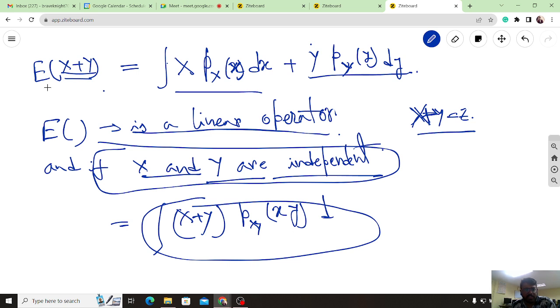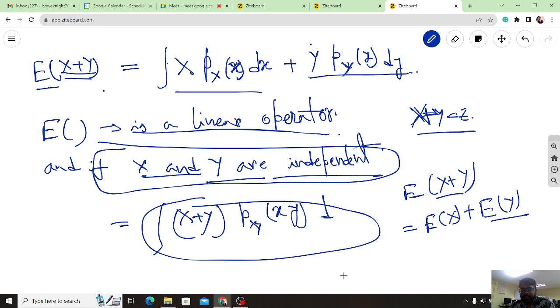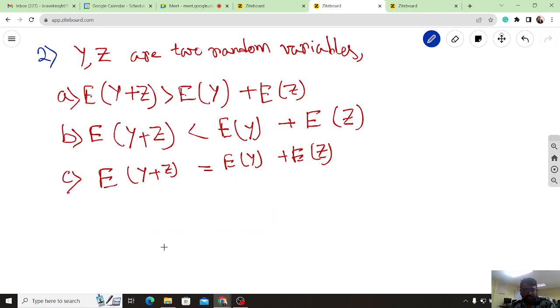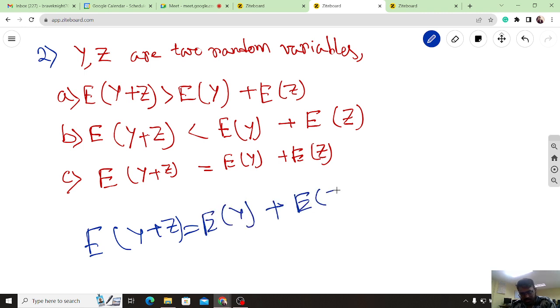So basically, expectation is a linear operator. So expectation of x plus y is first doing the expectation over x, then doing the expectation over y, just like any linear operator. Like if you want to do the differentiation of x plus y, this is first doing dx plus dy. Similarly, expectation is also a linear operator. So basically, I can write the equation here that expectation of y plus z is actually expectation of y plus expectation over z.